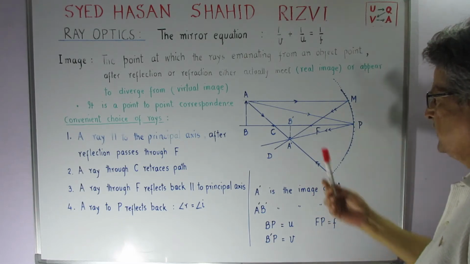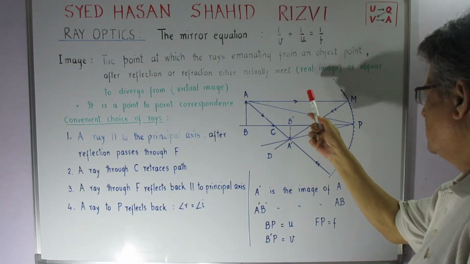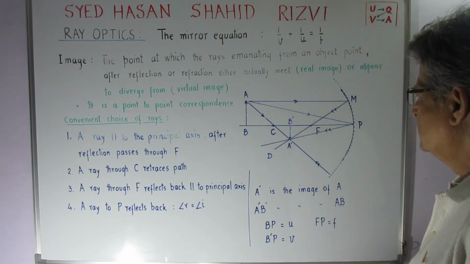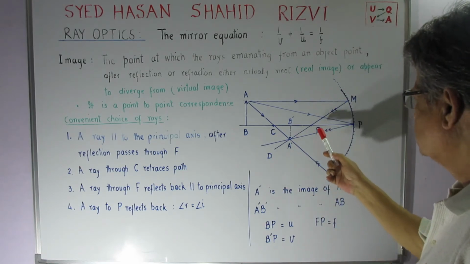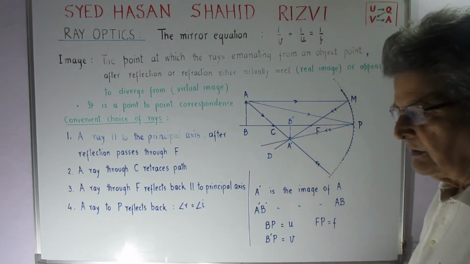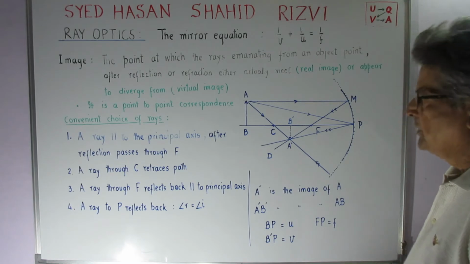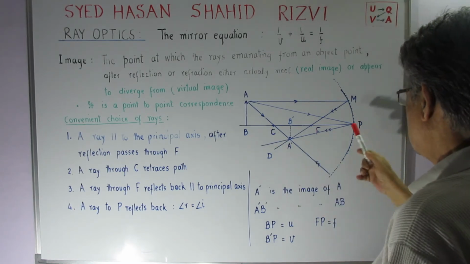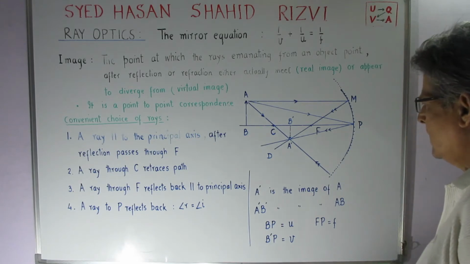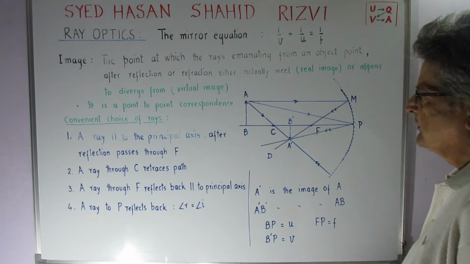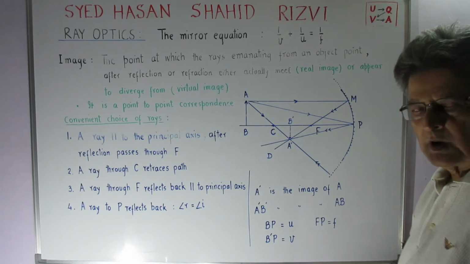And of course, as you see, the rays are coming in this direction. So in this particular case, where we have all the three things, the focus, the u and the v, they are all having negative values, because they are on this side of the pole.